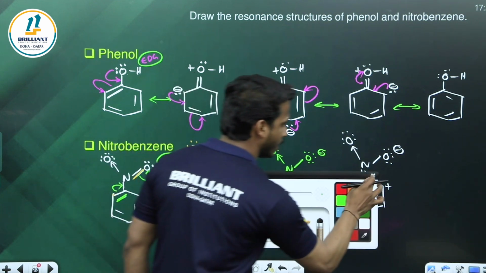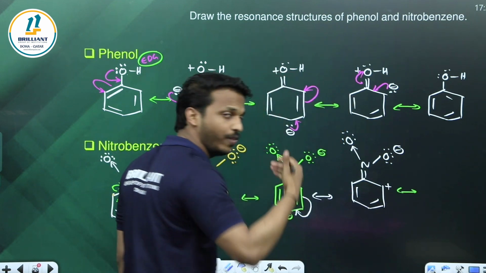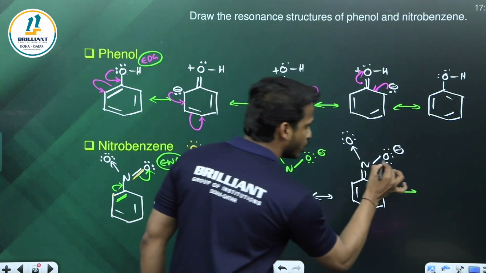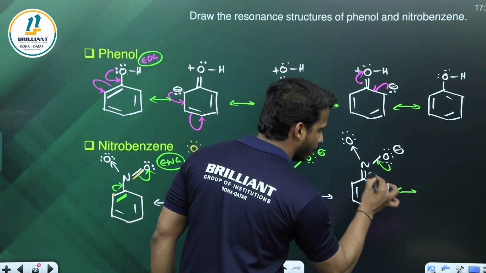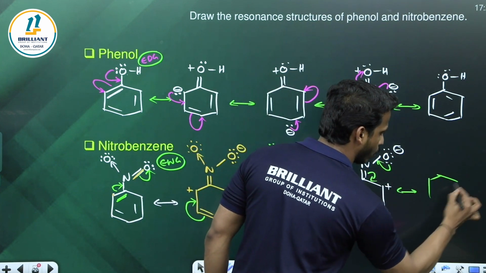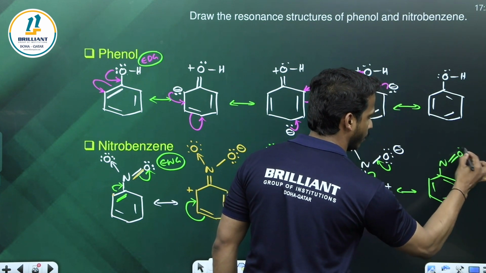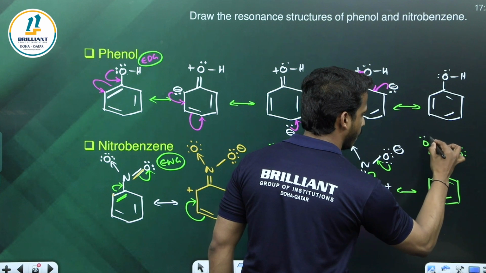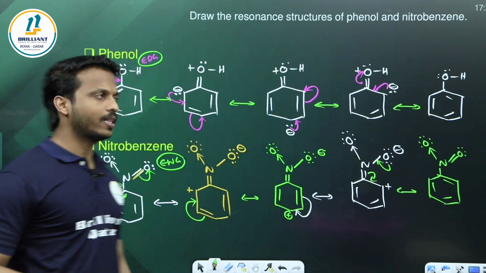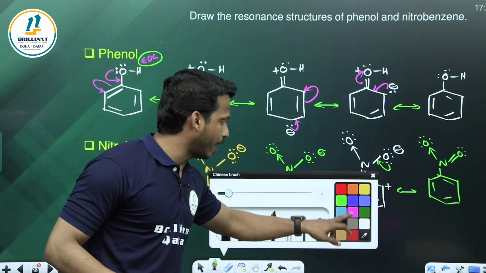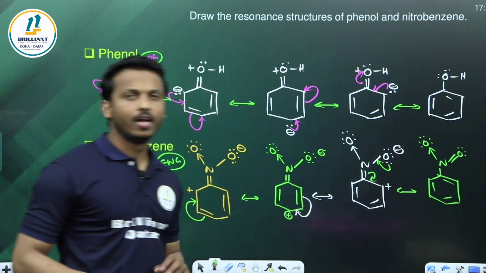Alright, what happened in the last figure? In the last figure, they should get back their structure. So this lone pair goes back to its position. We will get nitrobenzene back. Only the double bond positions differ. Clear, all of you? These are the resonance structures we have to draw for nitrobenzene and phenol.